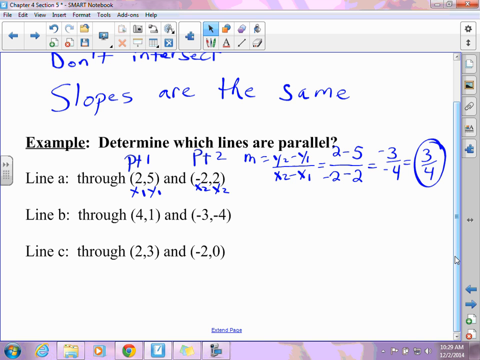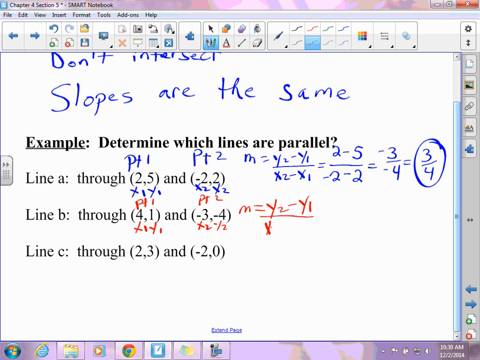All right, let's take a look at the next one. I see some of you started already, which was awesome. Point 1, point 2, x1, y1, x2, y2, m equals y2 minus y1 over x2 minus x1. Right, I got -4 minus 1 over -3 minus 4, -5 over -7, which is 5/7. And then you can go ahead and do the next one. You do it at your desk while I do it on the smartboard. Check and see if you're right.